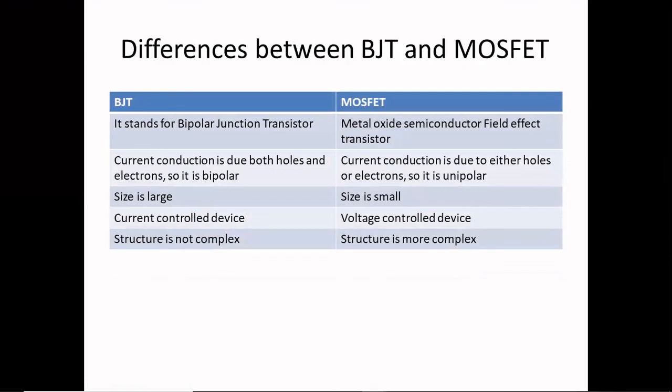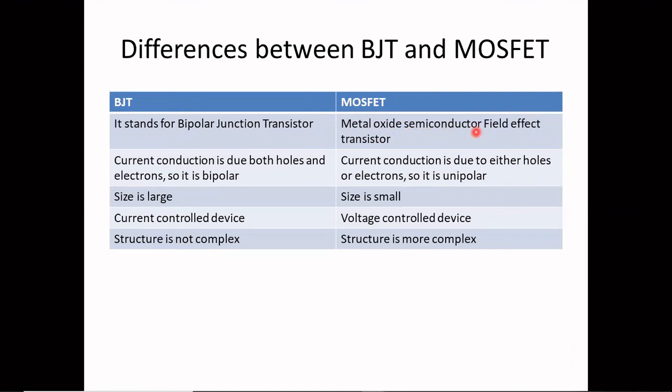Differences between BJT and MOSFET. BJT stands for bipolar junction transistor. MOSFET stands for metal oxide semiconductor field effect transistor. Why metal oxide semiconductor? It has three layers composed of metal, oxide and semiconductor. Initially they were using metal, now they have replaced it by polysilicon. The oxide will be silicon dioxide, a very thin silicon dioxide layer, and semiconductor.